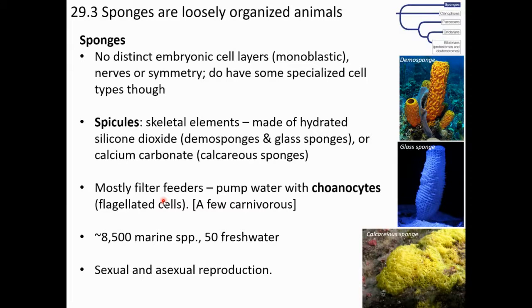I showed a picture at the beginning of the last lecture showing how these flagellated cells pump water into the sponge, and then it comes out the top here. As they do that pumping, they're filtering microscopic food organisms out of the water using these choanocytes, those flagellated cells that are similar to the non-animal cells. There are a few carnivorous sponges, but that's a real rarity. Most are marine, with just a few freshwater species, and they have both sexual and asexual reproduction.